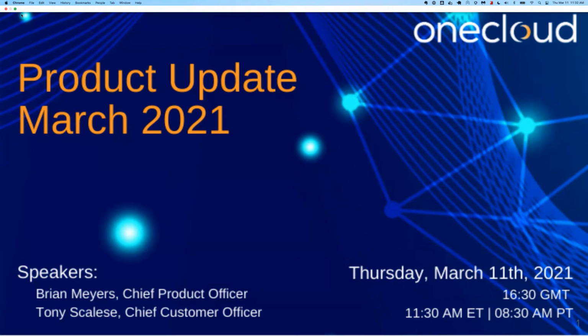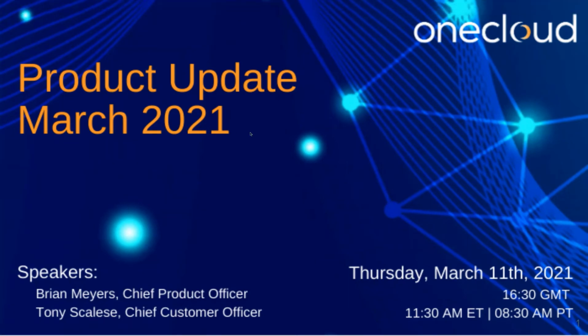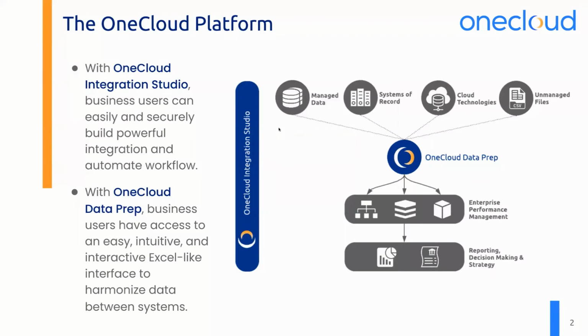Before we dive into all the great content that we have for you today, I'd like to give a brief overview of the OneCloud platform for anyone that is new to OneCloud. The OneCloud platform enables business users to integrate data and automate actions in their applications. The platform is divided into two products, Integration Studio and Data Prep. Integration Studio sits in between all of your applications and orchestrates the movement of data in coordination with actions that may need to be taken in those applications.